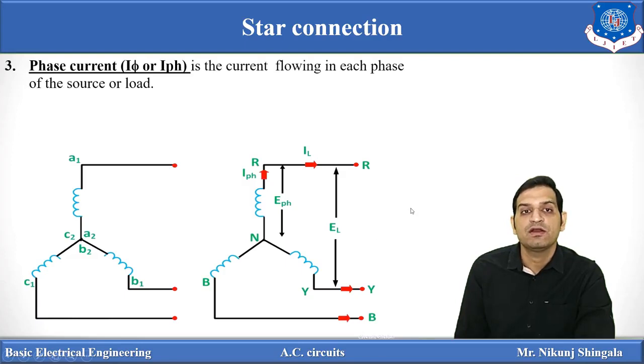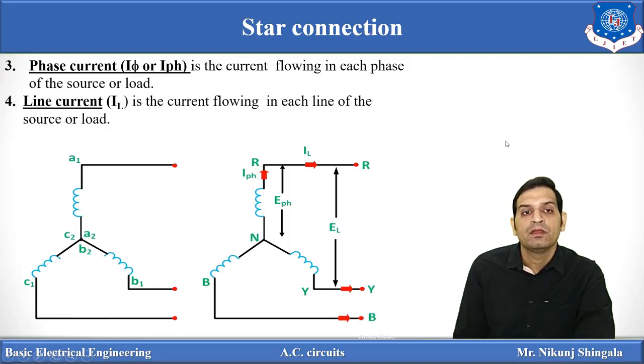Next one is phase current, which is denoted by I phi or I phase. It is the current flowing in each of the phases of the source or load. So here you can see the current flowing through a phase is I phase. So there are three currents flowing through three phases. Now line current. Line current is the current flowing through each line of the source. So the currents flowing through the lines are generally denoted by IL, but here there are three line currents: IR, IY and IB.